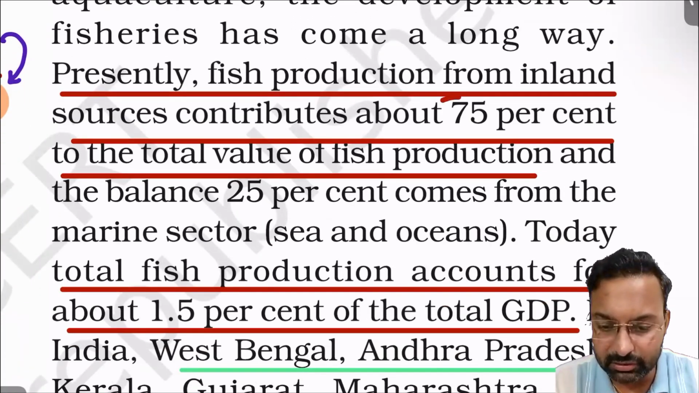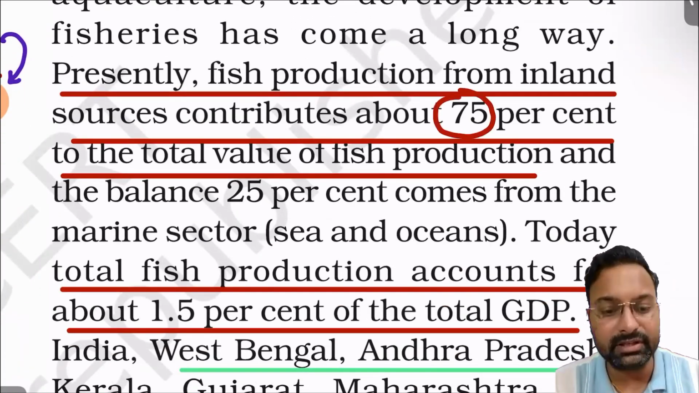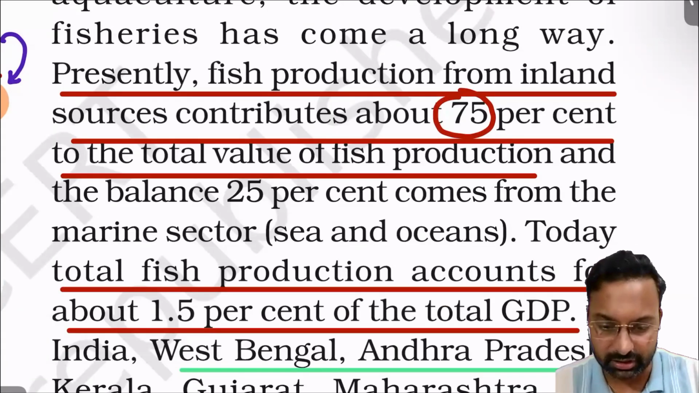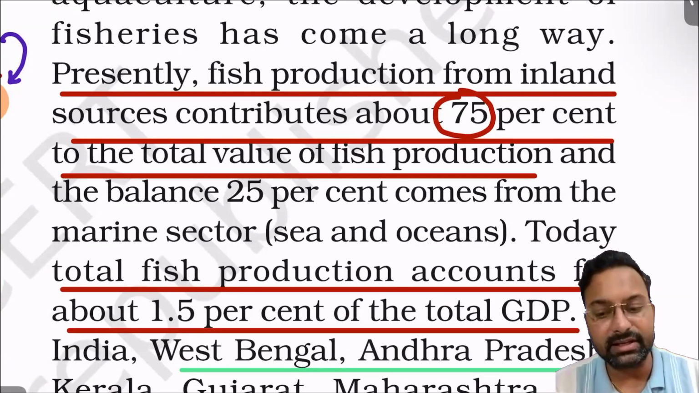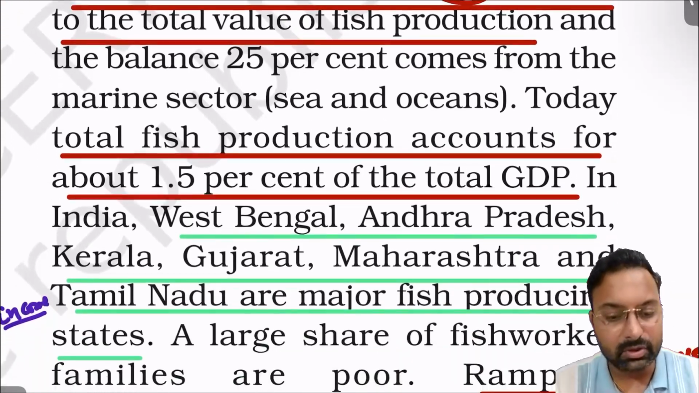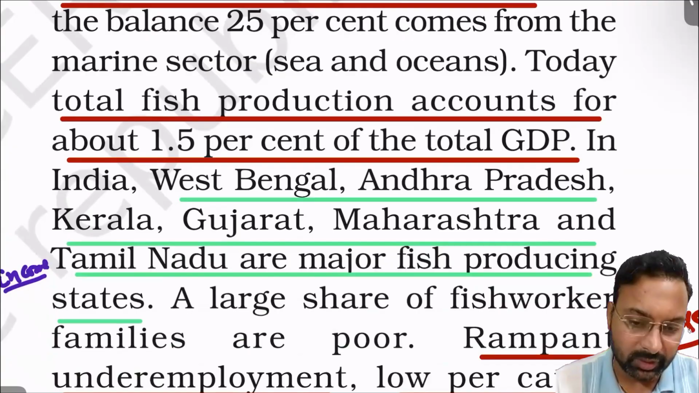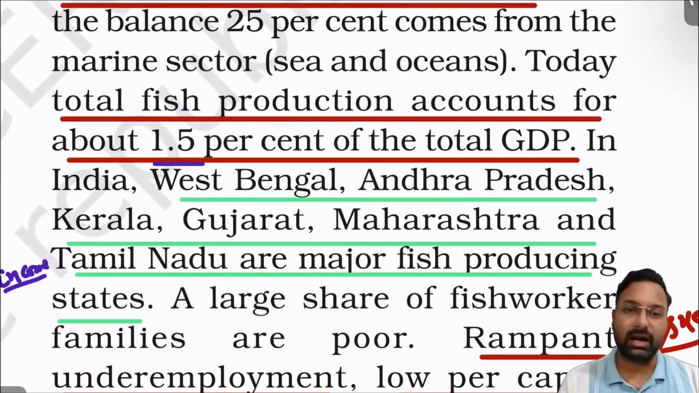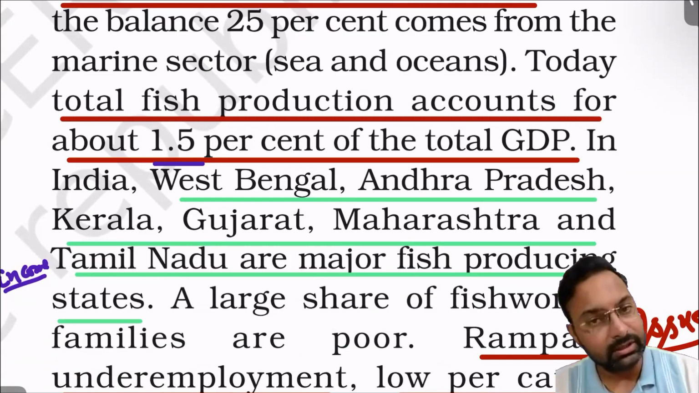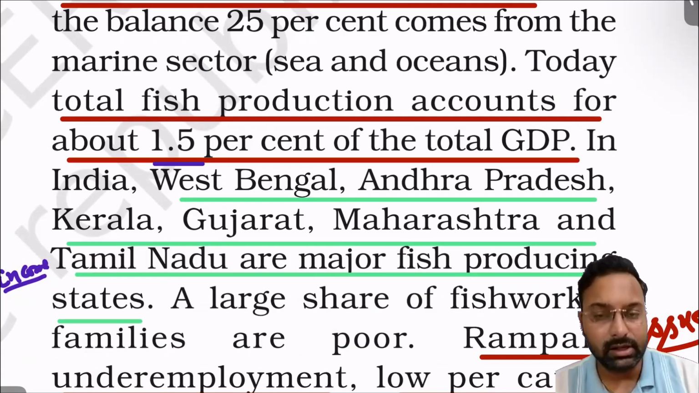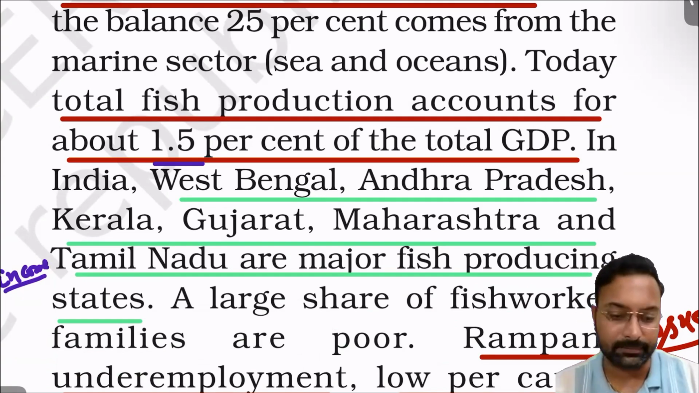Approximately 75% of the total fish is coming from fresh water, and 25% is coming from the marine sector, that I have already told you. Total fish production in India accounts for 1.5% of the GDP. So out of 100 of the GDP, 1.5 comes from this fisheries sector. This is a very important sector that is contributing to the growth of India.